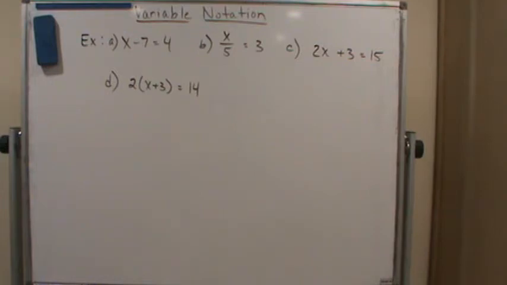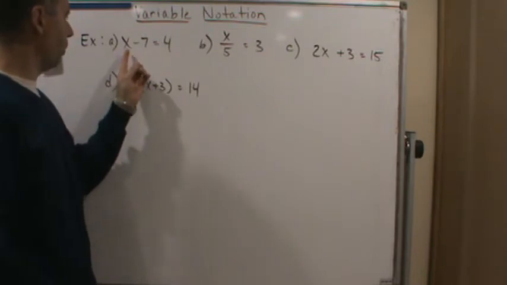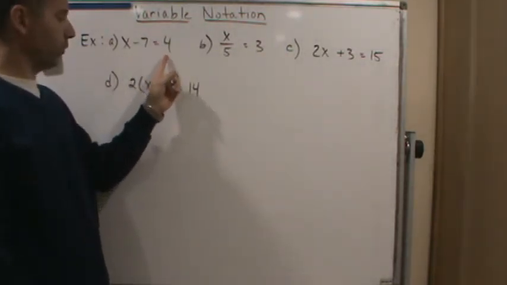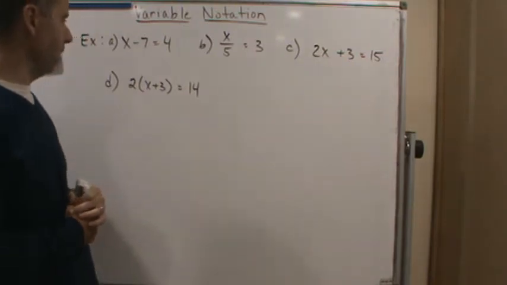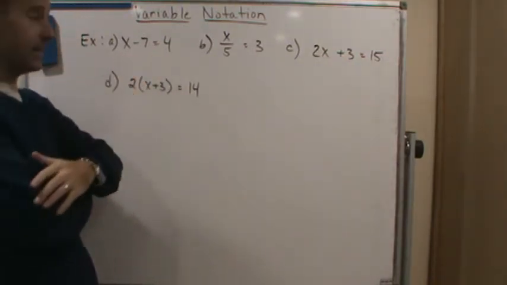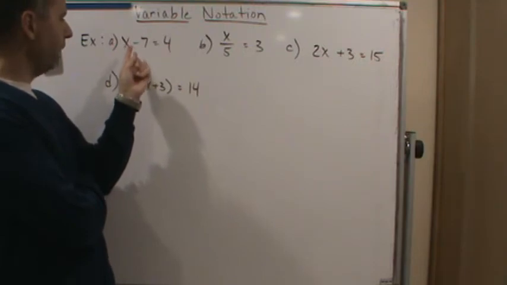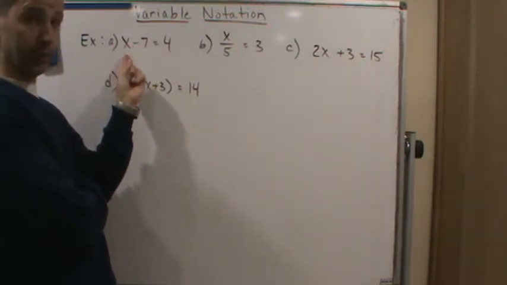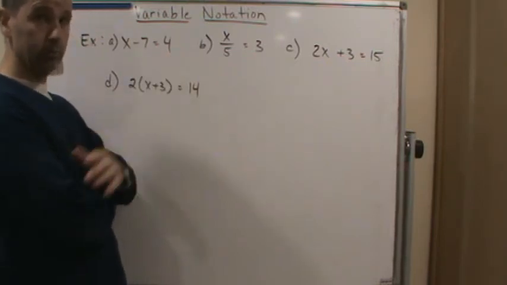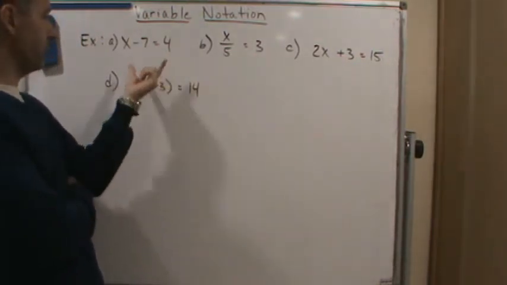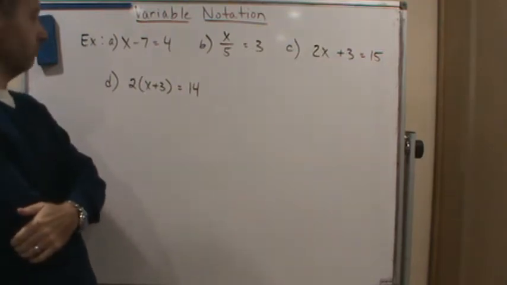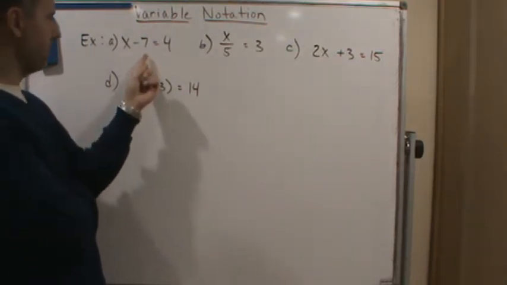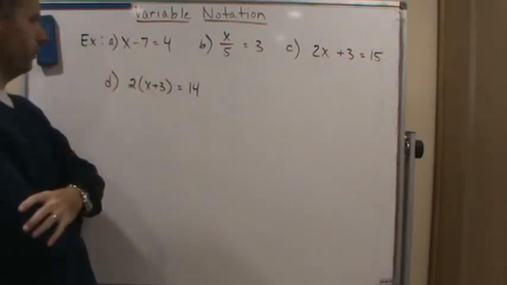Okay, so what's going on here? So we have x minus 7 equals 4. One of the things I can do is describe what's going on here. I can describe this statement by saying that when 7 is subtracted from a number, that equals 4. Okay? So that describes what's happening here. When 7 is subtracted from a number, that will give me 4.